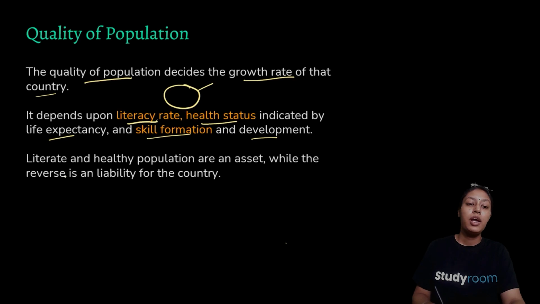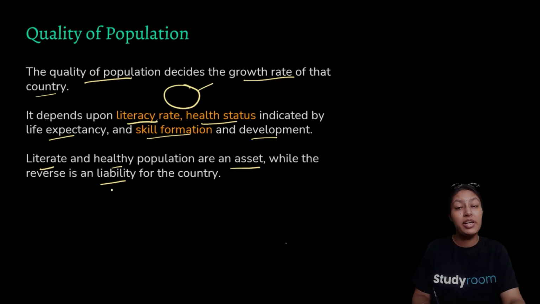When we talk about quality of population, these factors are very important: literacy, healthcare, skill formation. If the population is literate and healthy, the population turns out to be an asset for the country. On the other hand, in contrast, if the population is illiterate or unhealthy, the life expectancy is not very good, so it becomes a liability for the country. Then the government has to take responsibility for all the factors.